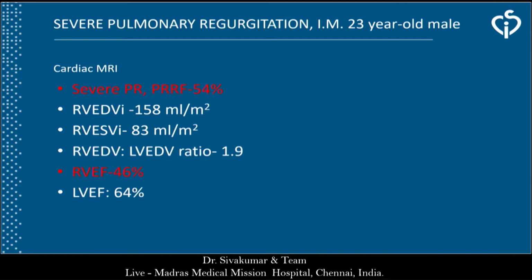function. The cardiac MRI values were suggestive of severe PR with a regurgitant fraction of 54%, RV end diastolic indexed volume being 158 ml per meter square, RV end systolic volume index of 83 ml per meter square, and RV EF of 46% against LV EF of 64%.